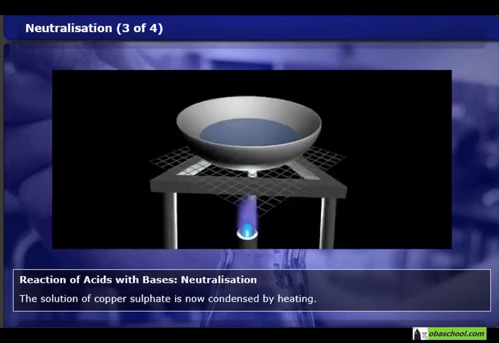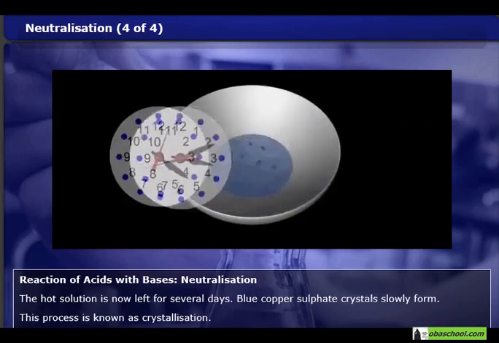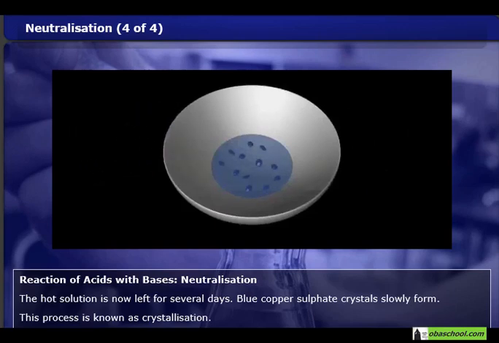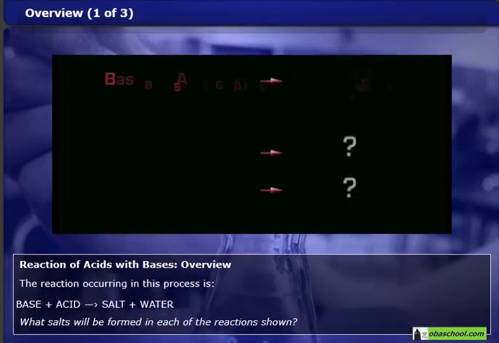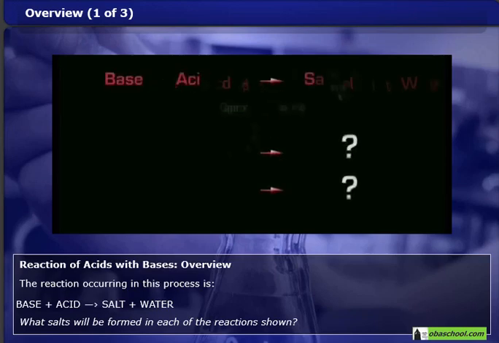The solution of copper sulfate is now condensed by heating. The hot solution is now left for several days. Blue copper sulfate crystals slowly form. This process is known as crystallization. The reaction occurring in this process is a base plus an acid forms salt and water.